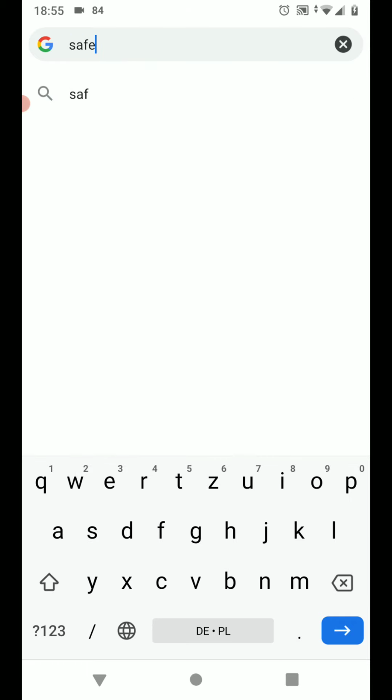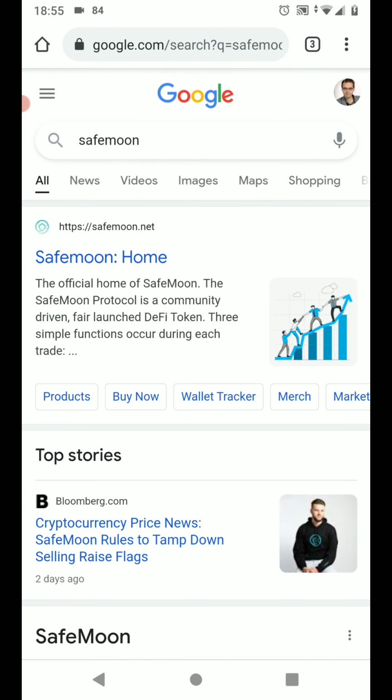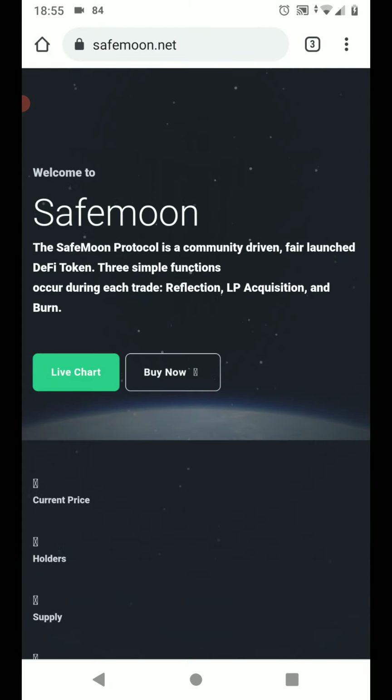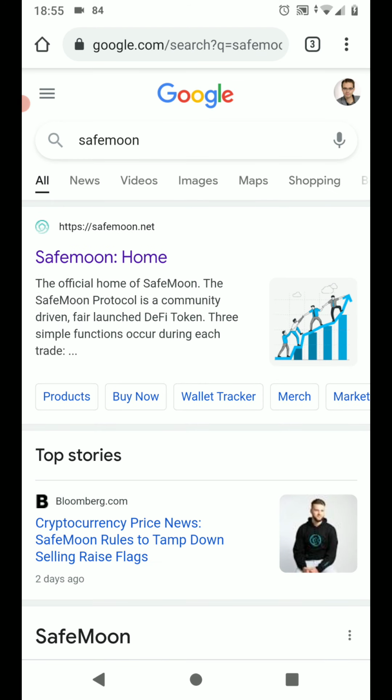For example, SafeMoon. I don't know what SafeMoon is. When you go to that one and you check the website, it's a community-driven, fair-launched DeFi token. And I see DeFi token, I say, nope, I'm out. I'm just out. I'm not participating. So we need tokens, but we need to attach actual real-world items to tokens, so we can transfer ownership.